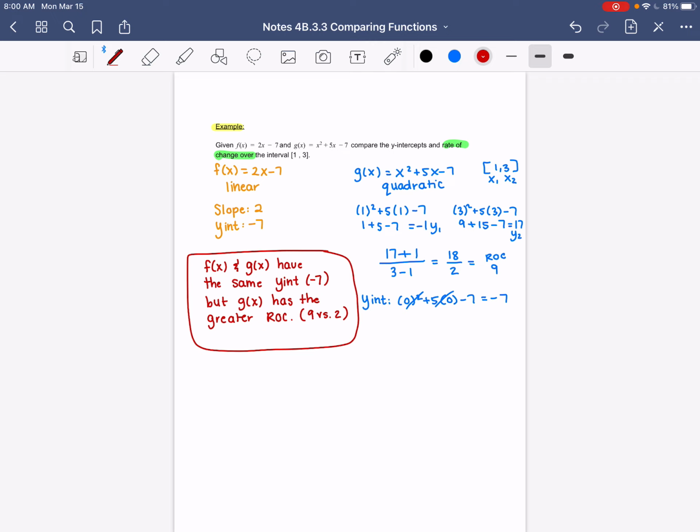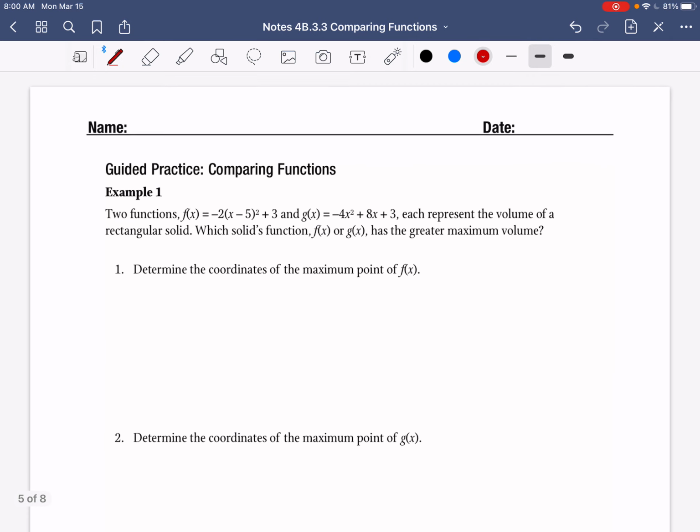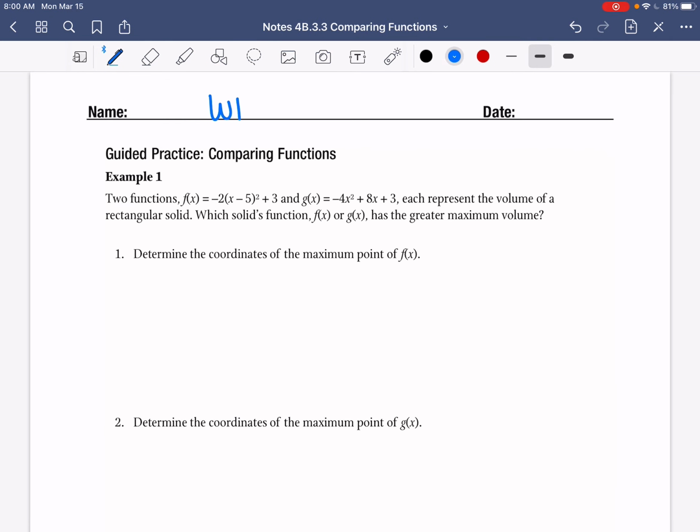We're going to put that on one of our slides. Now we're going to grab our workbook, and we're going to do one more example. So in our workbook, this is Unit 4B. And this is going to be on page 95.